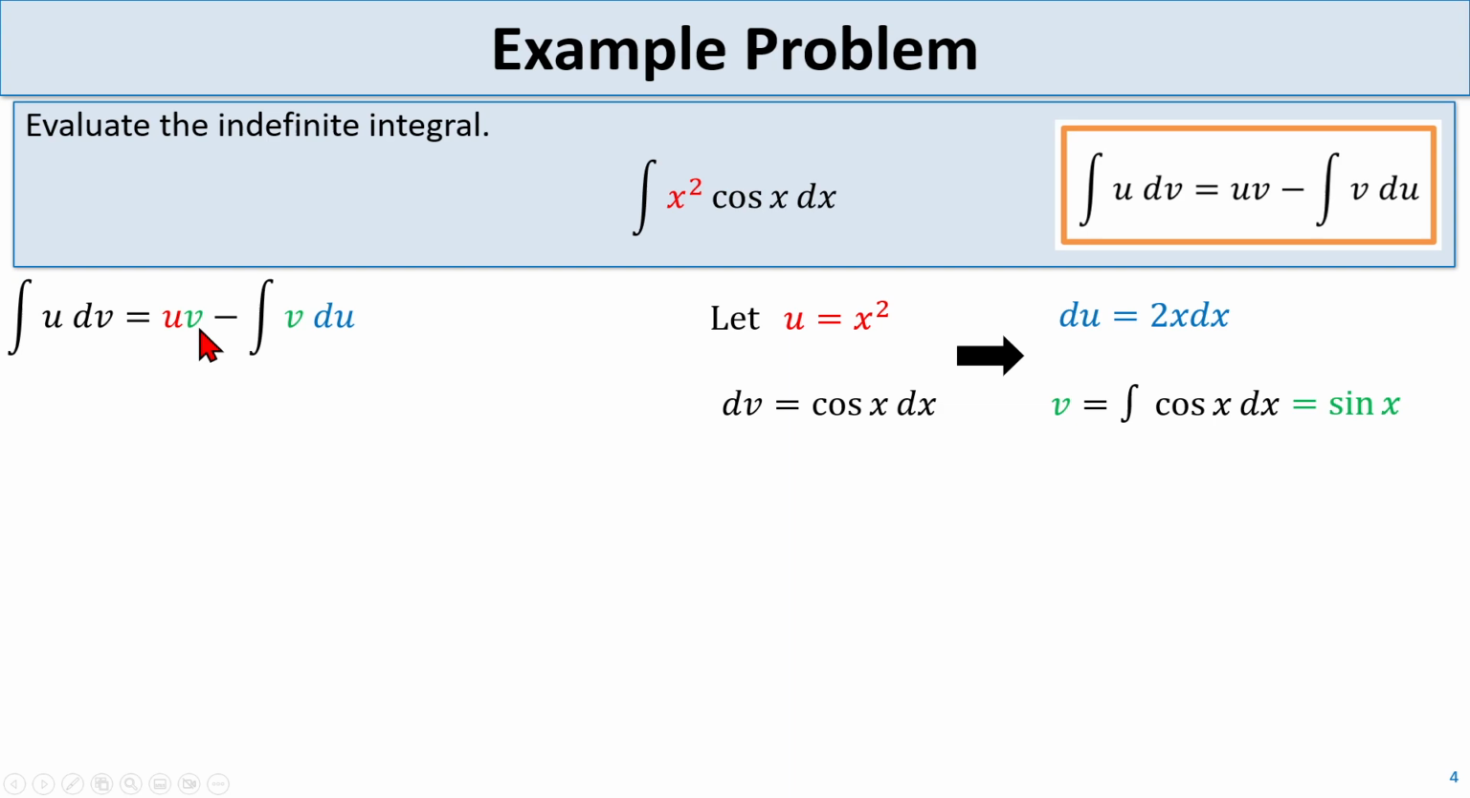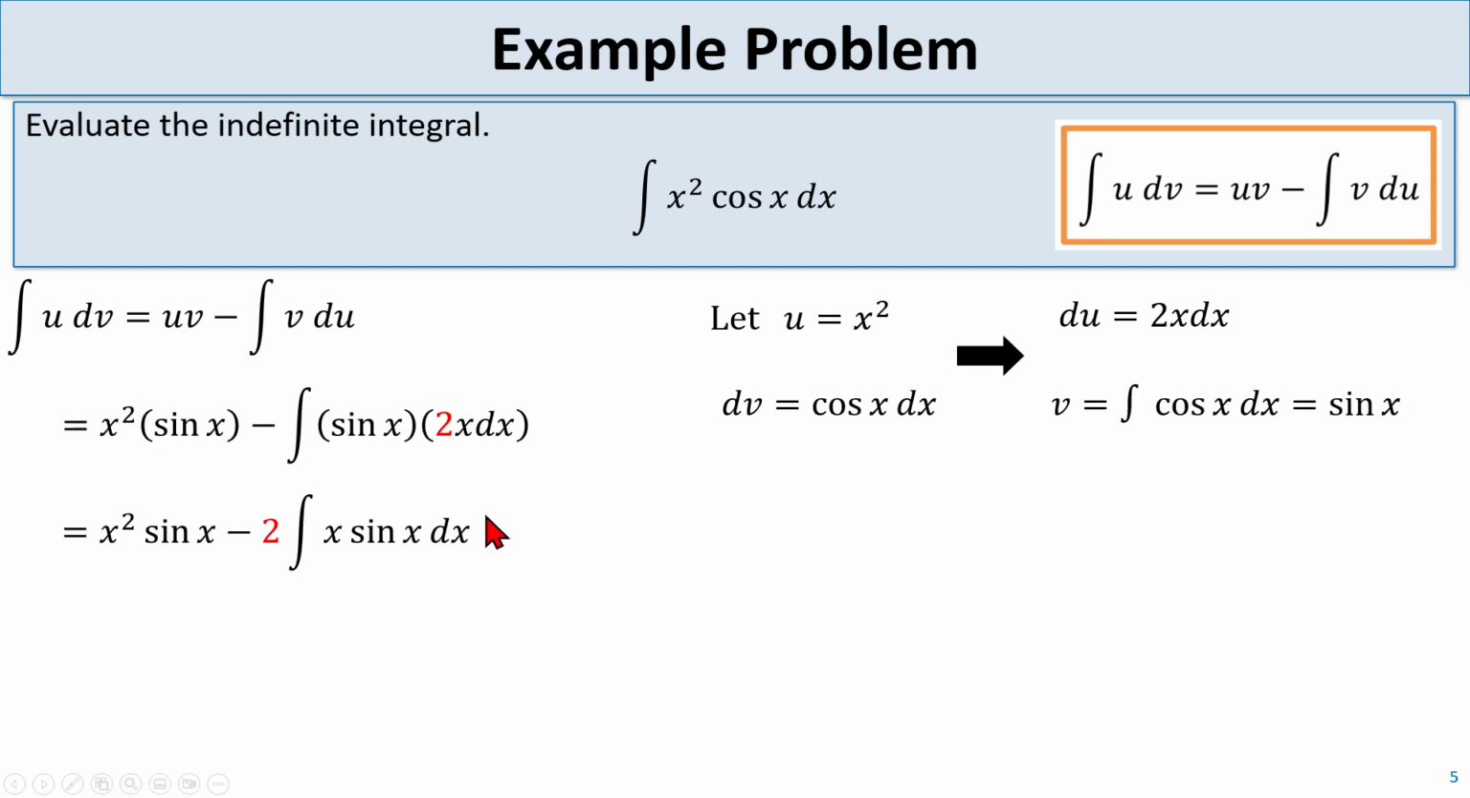So now we know u, v, and du, so we can apply this integration by parts formula. Let's plug everything in. u turned into x squared. Both of these v's are sine x, and du is 2x dx. Next, we should look for ways of simplifying our new integral. There is a constant factor in it, so let's factor out that too. Now we're left with the integral of x times sine of x.